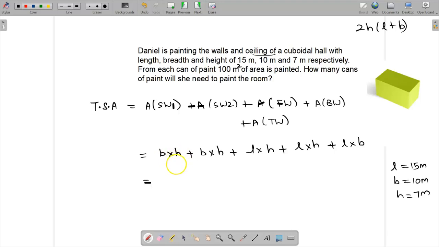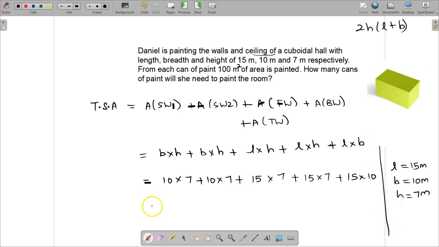So breadth into height, what is breadth into height? It is 10 into 7. Again breadth into height, it is 10 into 7. Length into height, what is length into height? It is 15 into 7. Again length into height, it is 15 into 7. Length into breadth, it is 15 into 10. So 10 into 7, it is 70. Again 10 into 7, it is 70.